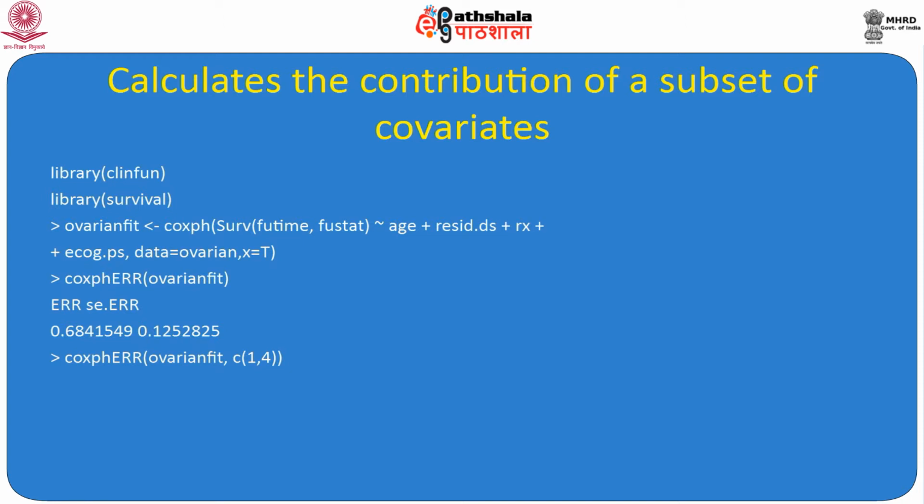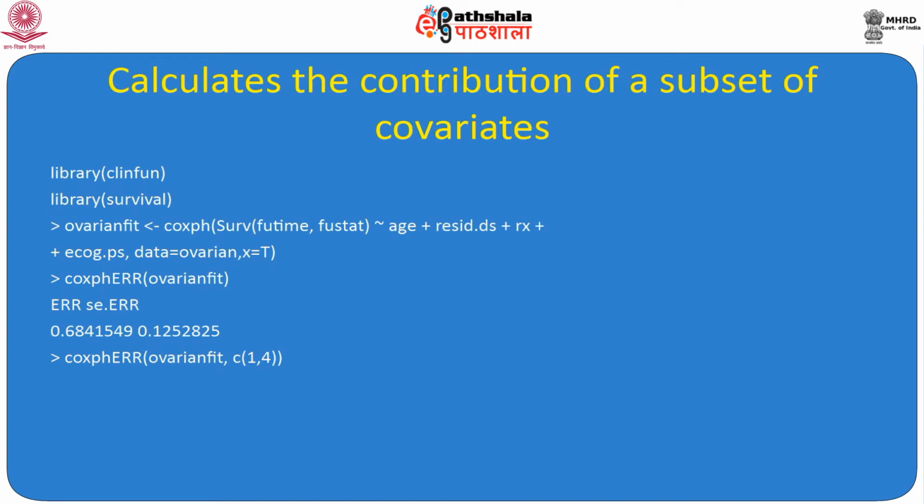So here the base numeric value, like in the case of recid.ds, numeric base value 1 is considered as the reference category. In the case of rx also 1 is considered as a reference category, and in the case of ecog.ps also the reference category is considered as 1. And now we are coming to the numerical variable, that is age. Since age is considered as a continuous variable, the interpretation about relative risks will be with respect to the smaller age group, what is happening to the higher age groups.